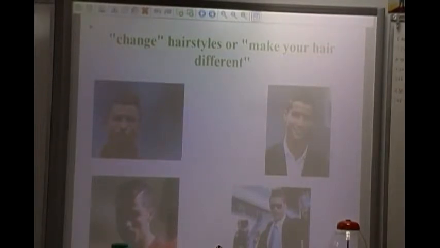I used to do this, not so much anymore. I change or make different my hairstyle. You girls do this all the time. Sometimes you do the bangs one time, then you don't do the bangs, and one day you want to crimp it, and then one day you get your straightener. Sometimes you color your hair. You guys make your hair different all the time.